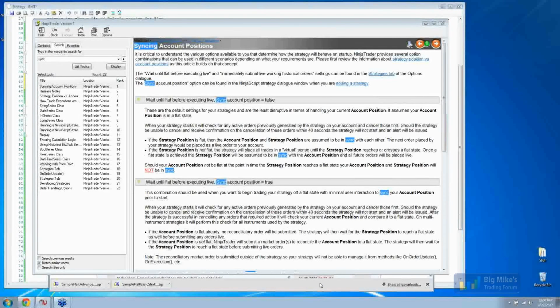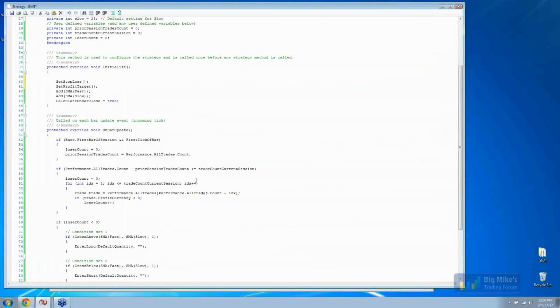The only thing to note when you are backtesting, let me bring up my code here, is if you are using your trade collection, if you use real-time trades, that will not work in a backtest. You need to use all trades for it to work in a backtest, because real-time trades are just real-time trades, and backtesting doesn't have any real-time trades. So that's the only thing you want to watch out for if you want that information in a backtest.